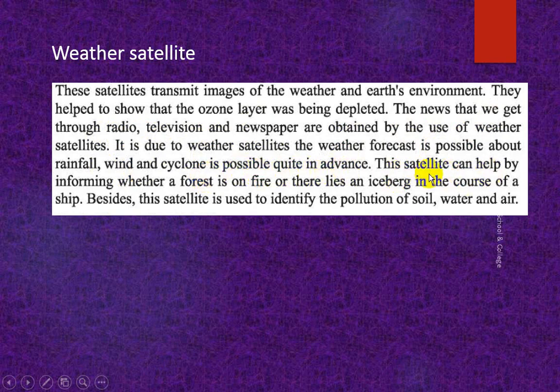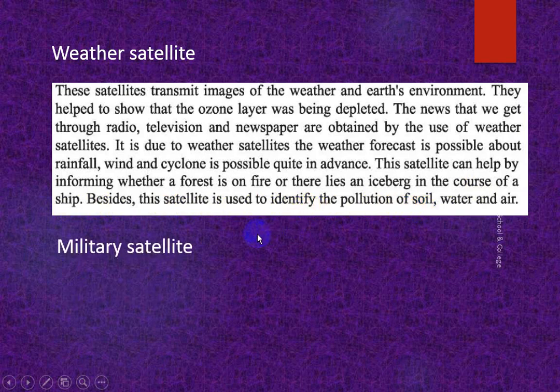Satellites can give us information on whether a forest is on fire. This forest is burning here, in California in America. We see this by using the satellite. They can also show icebergs that are dangerous to ships. This satellite is used to identify pollution of soil, water, and air.